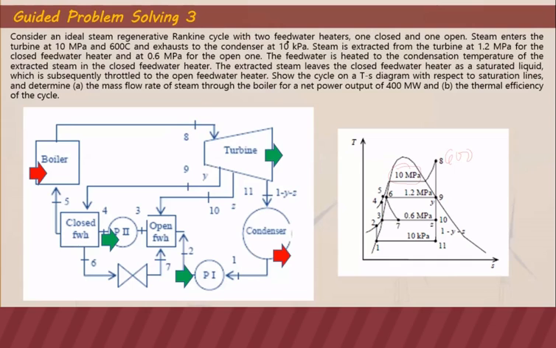And it exhausts to the condenser at 10 kPa. So the pressure in the condenser is 10 kPa. That's why we have here 10 kPa. This is the condenser part in our TS diagram.